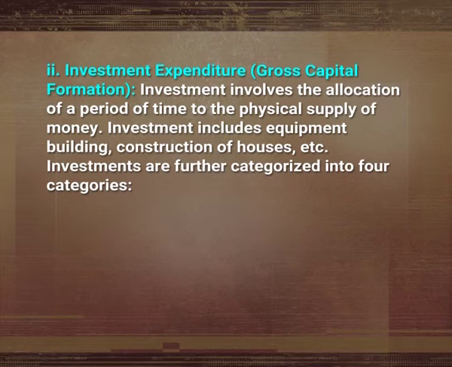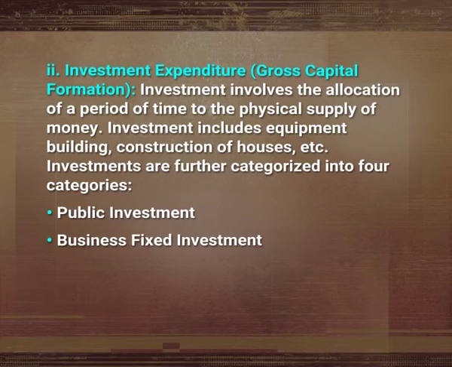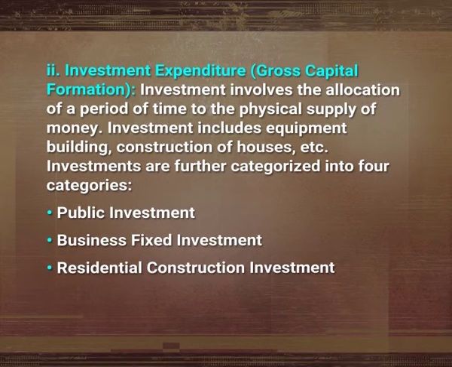Investment involves the allocation of money over a period of time to the physical supply of capital. Investment includes equipment, buildings, construction of houses, etc. Investments are further categorized into 4 categories: public investment, business fixed investment, residential construction investment, and inventory investment.